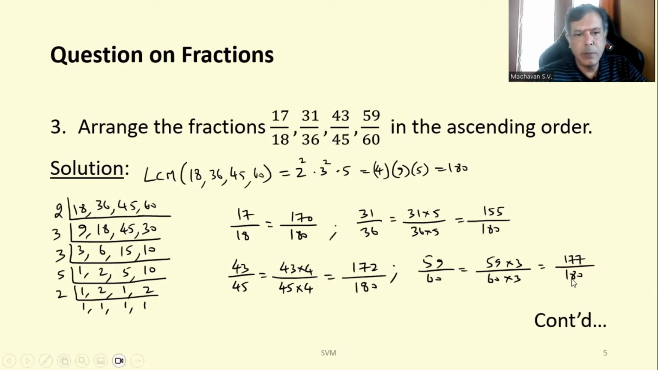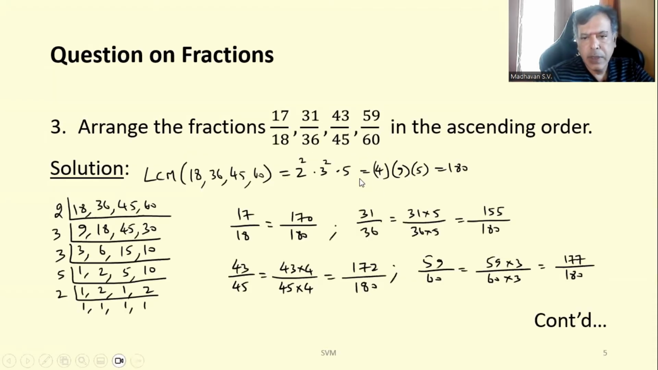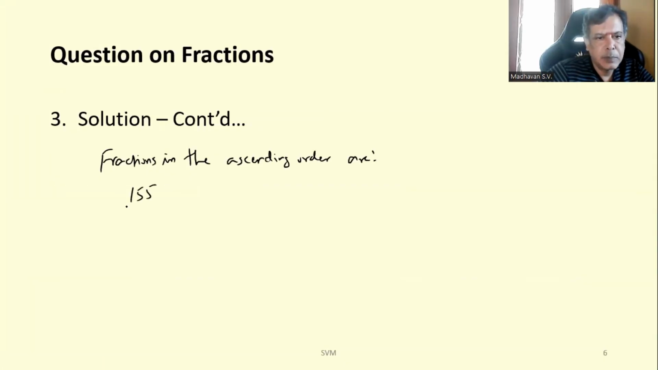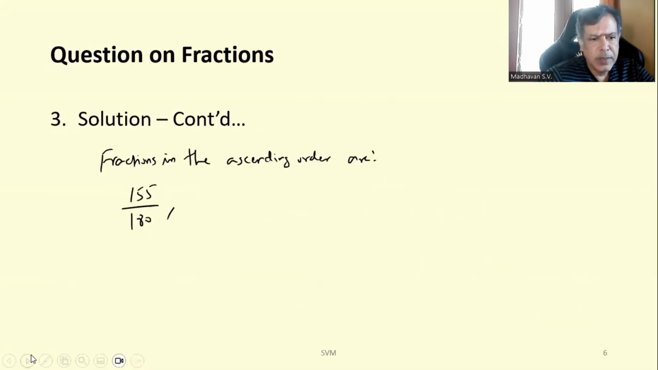So the fractions in ascending order are, which is the least, let us see this one, 155 by 180. Then the next, I can put a less than symbol, just to show that it is the least.